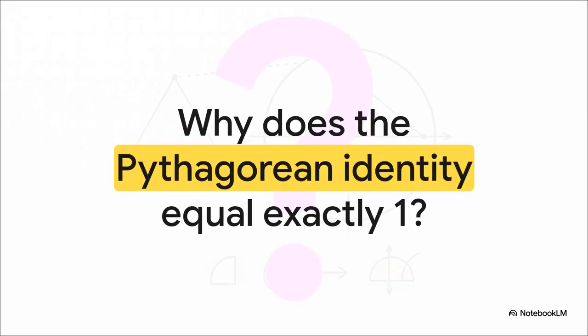Let's pause and test our model for our second pause check. You've likely seen this classic trigonometric identity before. Sine squared theta plus cosine squared theta equals 1. Based on the physical model we literally just built, why does this always add up to a perfect 1?